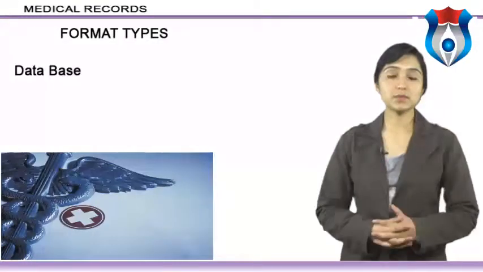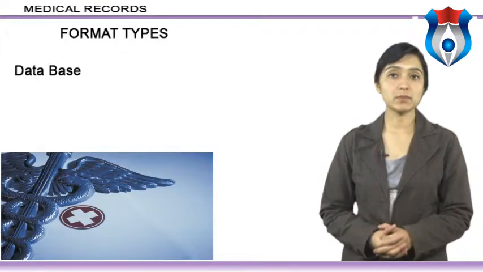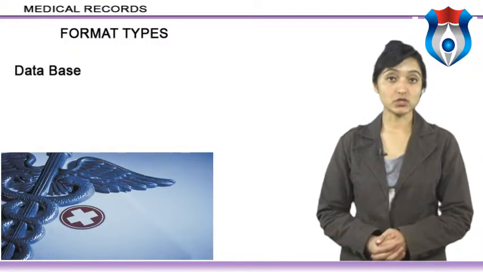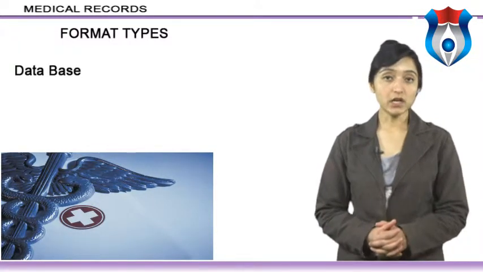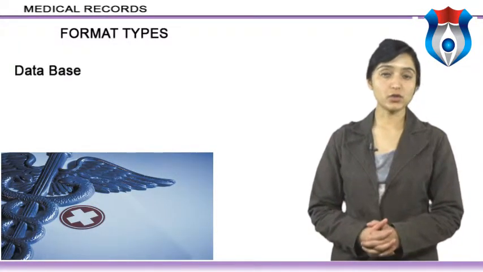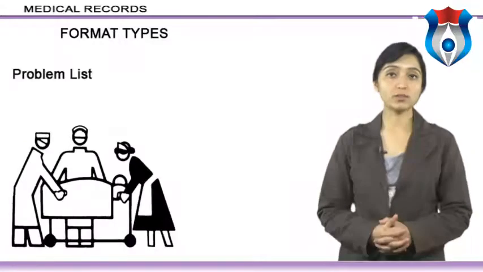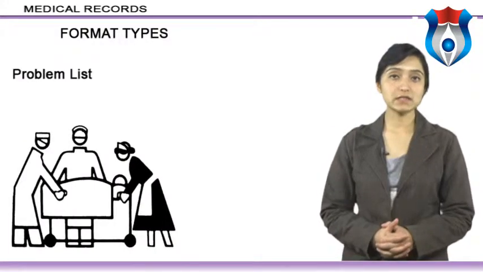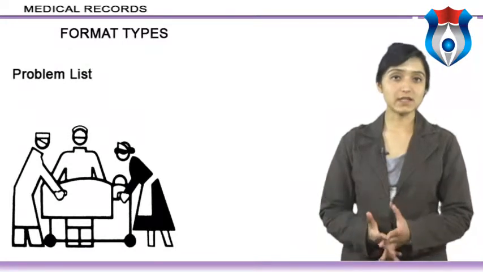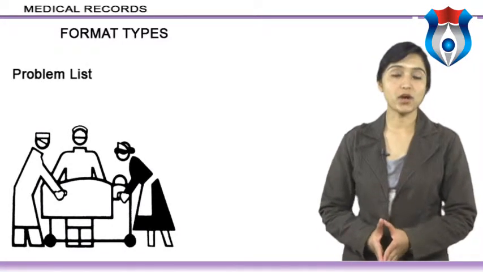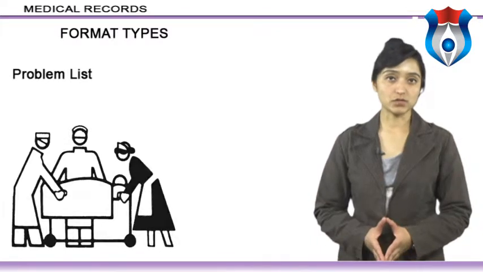Database. The database includes the basic information about the patient as given by the patient, which includes the main complaint, the patient's profile, current illnesses, and other related matters. Problem list. The problem list is a form placed at the front end of the record. Problems are defined as any situation that requires care and investigation.